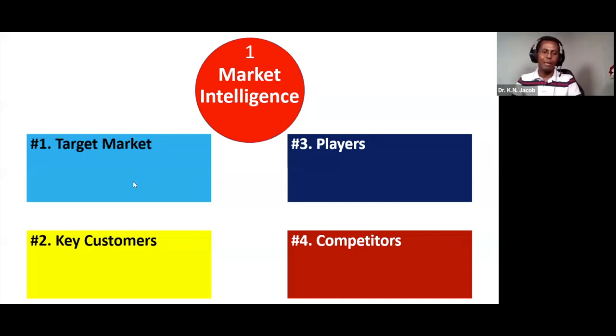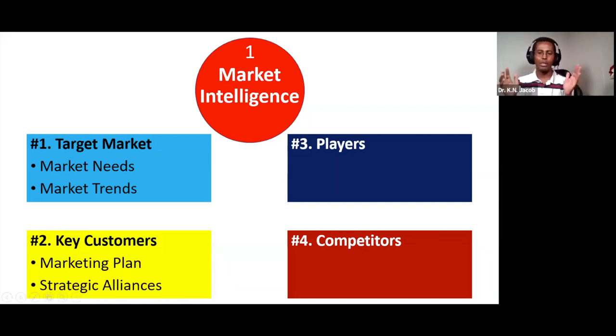So when I'm talking about target market, I'm looking at 2 key things. What are the market needs? What are the market trends? The marketing plan, I'm talking about what? How are you advertising? How are you creating brand visibility? How are you positioning your products? How are you promoting your products?